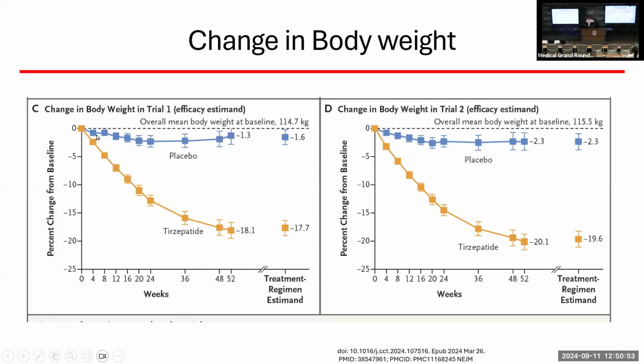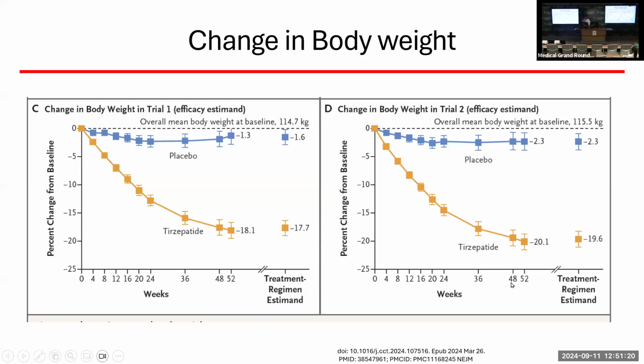So in the group that was not on CPAP, placebo over a period of 52 weeks resulted in a decrease of 1.3% in weight, whereas tirzepatide resulted in an 18% weight loss over a period of 52 weeks. In the group who were on CPAP, placebo resulted in 2.3% weight loss, whereas tirzepatide resulted in a 20% weight loss in 52 weeks.